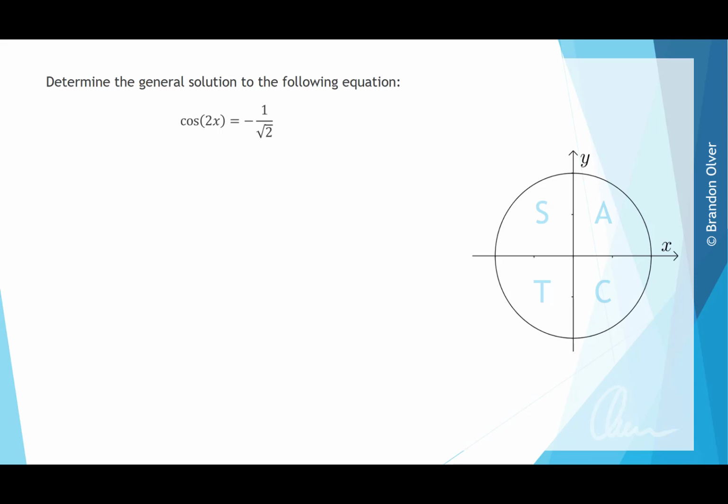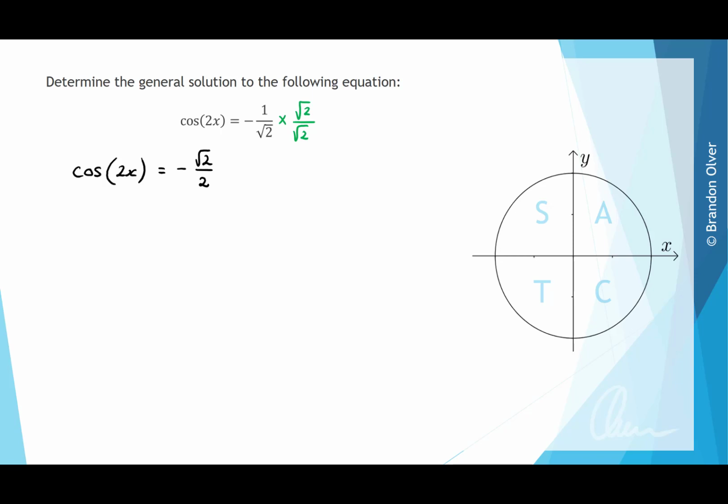Determine the general solution for the following equation. Cos of 2x is equal to negative 1 divided by root 2. Now 1 divided by root 2 is an exact value that you should know for cosine. However, we could rationalise the denominator by multiplying by root 2 on 2 just to change that up slightly. So the equation that we're now solving is cos of 2x is equal to negative root 2 over 2.